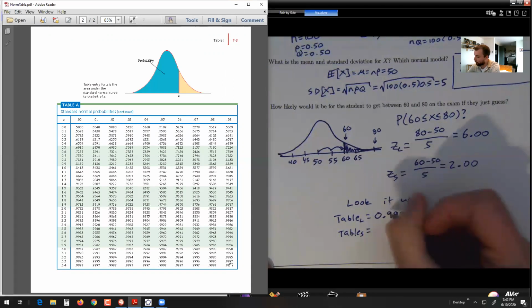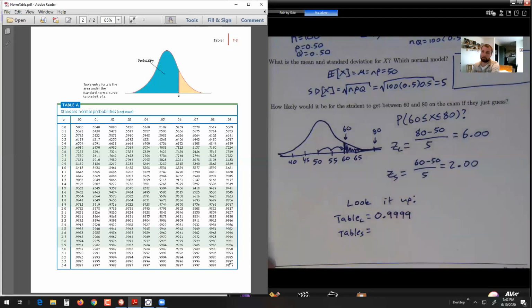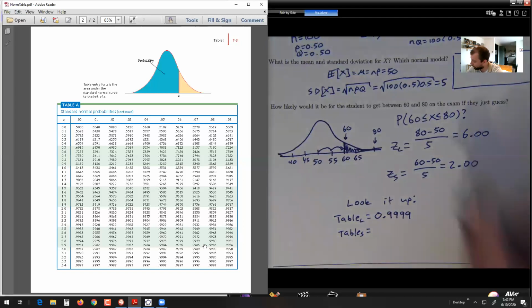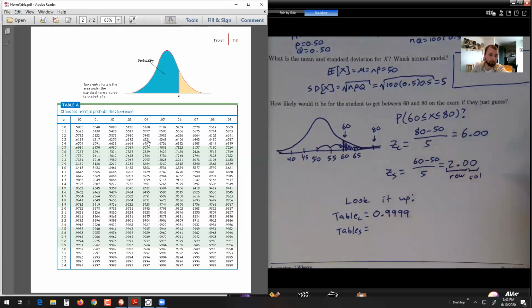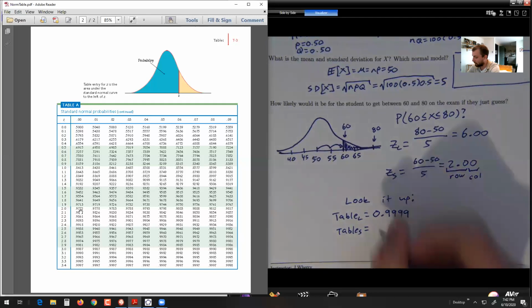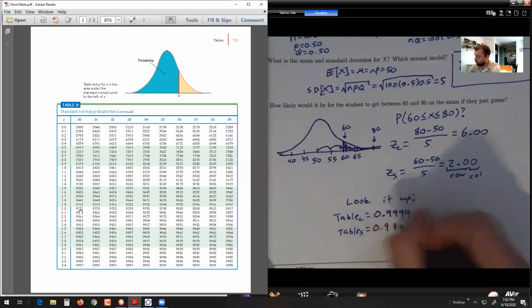So let's call that 0.9999. If it's off the table, use the best possible thing that you can and adjust it just a tiny bit. All right, 2.00. Well, this will be in the table. It's going to be in the 2.0 row and the 0 column. So 2.0 meets the 0 right here at that number of 97.72%.